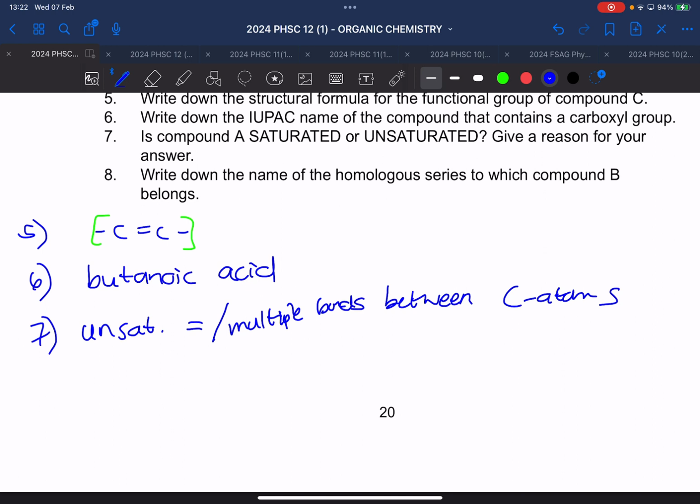It's wrong. Because that means it's a carboxylic acid. There's no E. Where do you see the E? No, I'm not talking about this. I'm talking about extra. You must have 4 carbons. Let's count how many carbons it is. 1, 2, 3. 4. Yes.